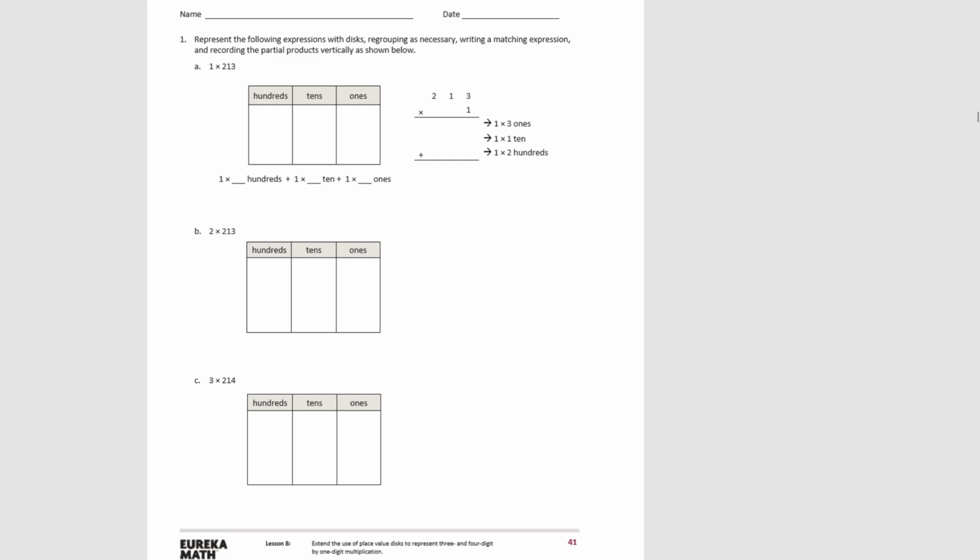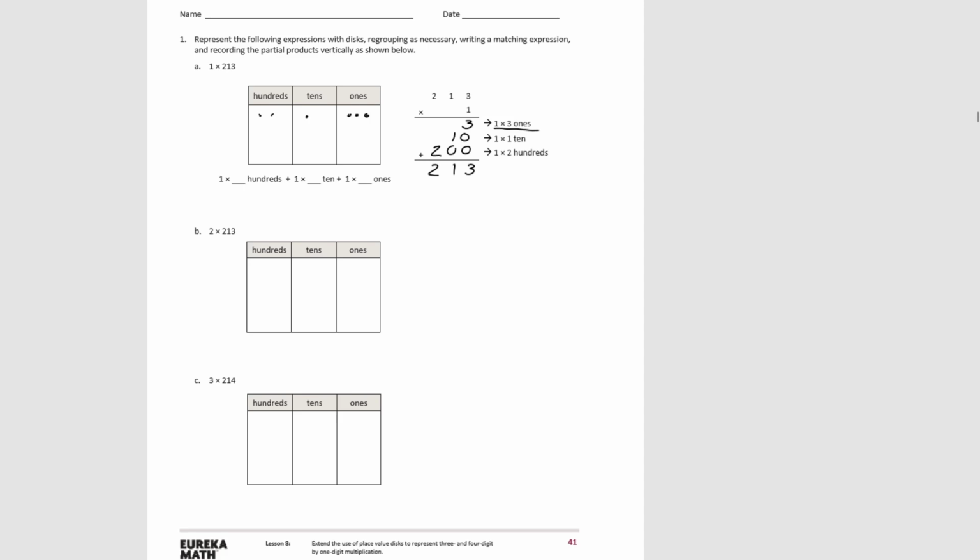We have 1 times 213. So let's show 213 as 2 hundreds, 1 ten, and 3 ones. And we're going to look at the ones first. So 3 ones, 1 times 3 ones is 3. Then we go to the tens. 1 times 10 is 10. And 1 times 200 is 200. So when we add the partial products together, we get 213.